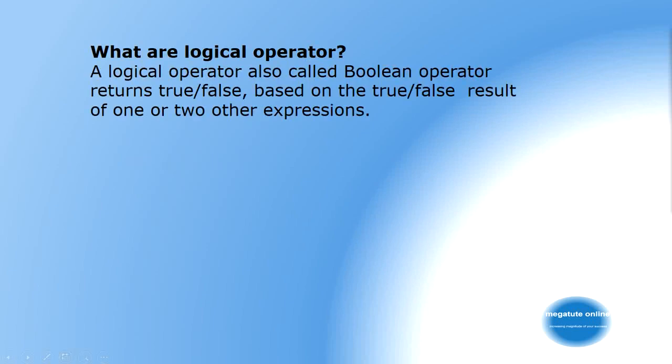A logical operator is also called a Boolean operator, which returns true or false based on the true or false result of one or two other expressions. Now what does that mean? If you remember, in the previous video we were using the if condition, and we were only checking one condition at a time. Like in this example, if percentage is more than or equal to 50, the student is passed, or else, in the otherwise case, the student is not passed.